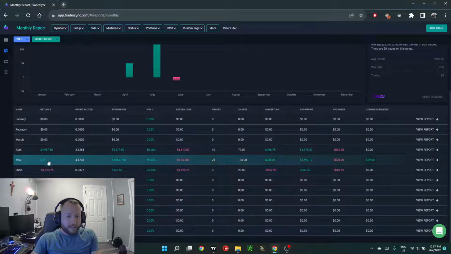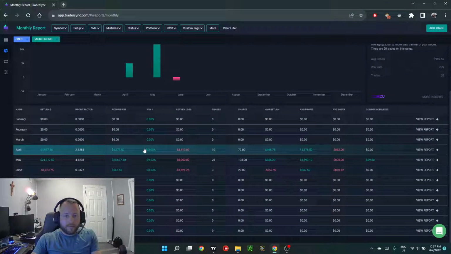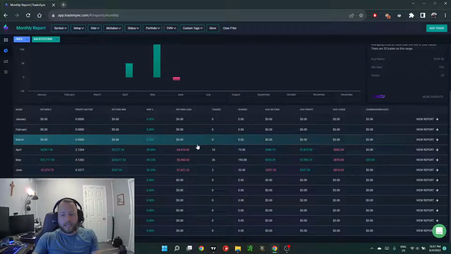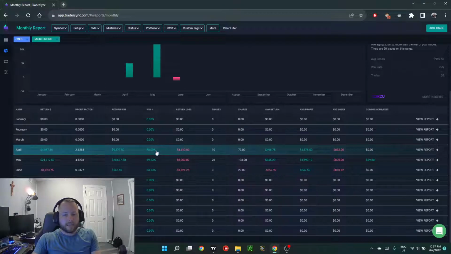So there we have it. Win rate in April was 50%, so that's actually a pretty good representation of what's possible if you're only right half the time. Flip a coin, 50% of the time you're going to be right, and it ended up making about 10% on the total account.